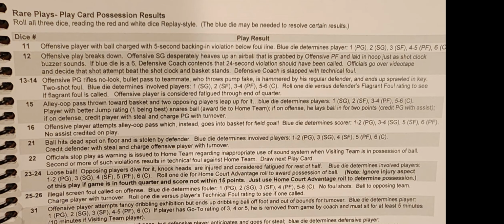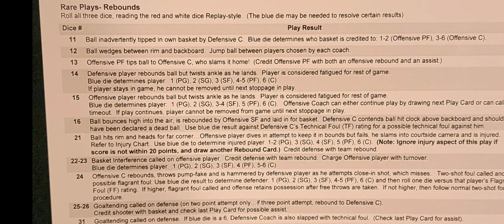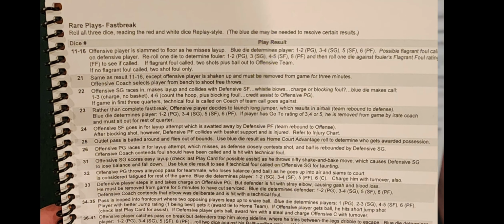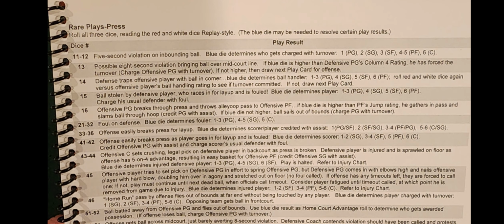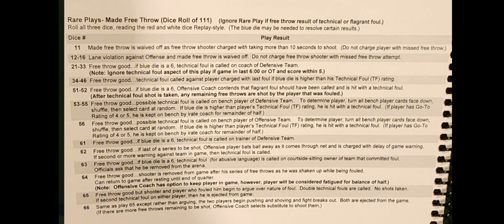Oh, rare plays on rebounds. Rare plays on the fast break. So it's just situational. I was just wondering what the deal was with that. Rare plays on the press. Rare plays on a made free throw. Rare plays on a missed free throw. So that's pretty detailed. That's quite interesting. I can't wait to get into that to see some stuff.